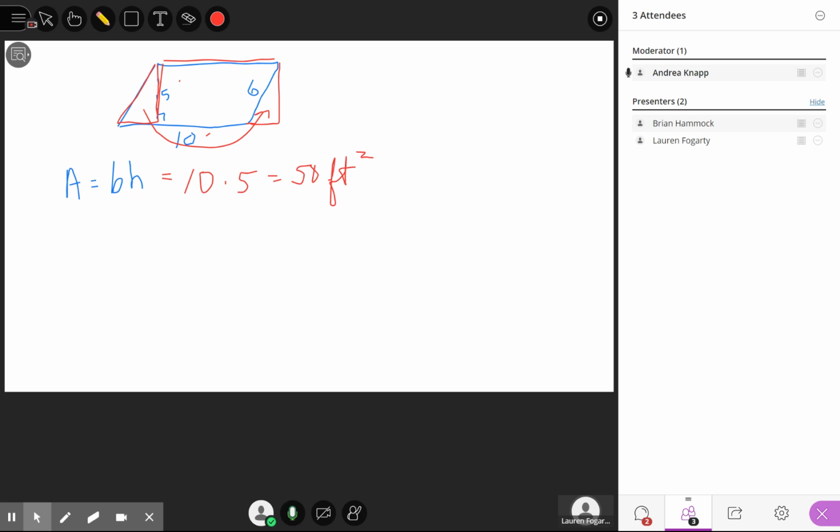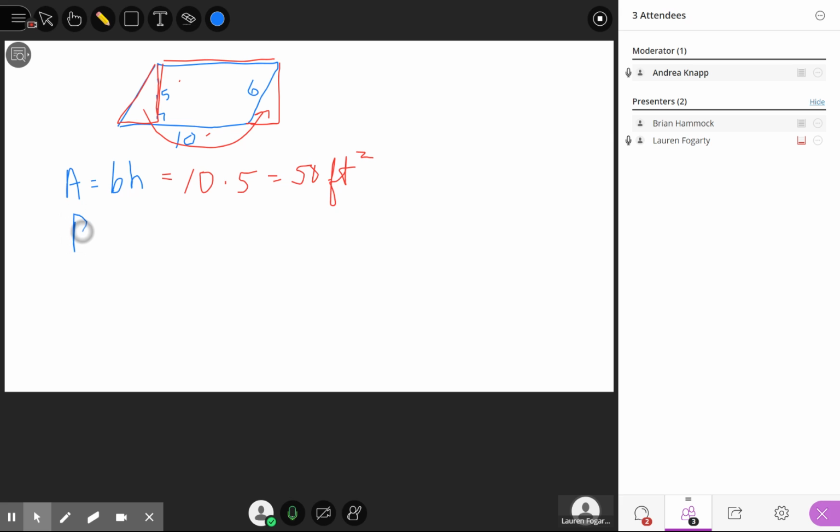So if you're trying to figure out where in your backyard you want to put your garden, there are several shapes that you could use that would have the same area. So here, as long as your base and your height are the same, you can use a rectangle shape or you could use a parallelogram shape, and you're still getting the same area. And now let's look at the perimeter of this.